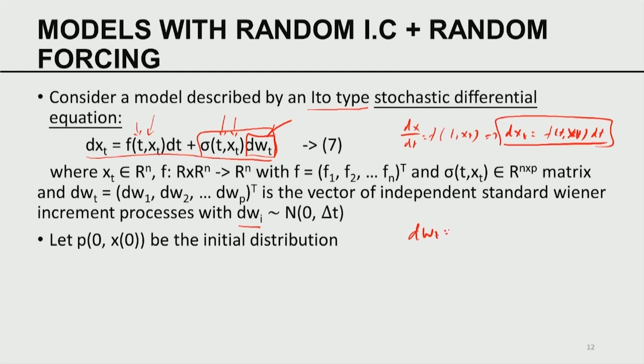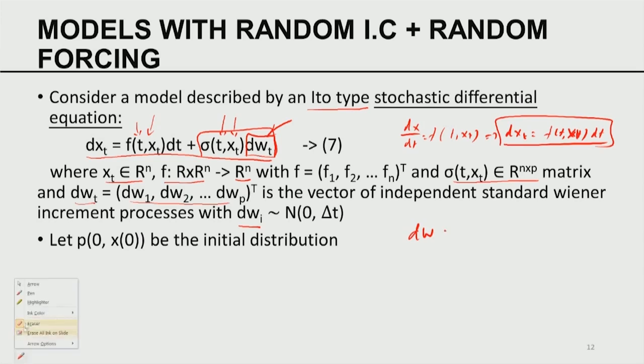Before I consider dwt, let me talk about some of the dimensions of the quantities involved. Xt is in Rn, f is a map that depends on two quantities, t and x. T comes from R, x comes from Rn. The value is a map, so it is in Rn. So f is equal to f1 to fn. Sigma t is an Rn by p matrix. So dwt is a vector with p components.